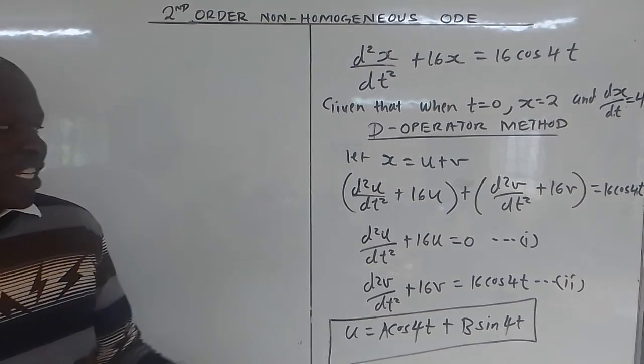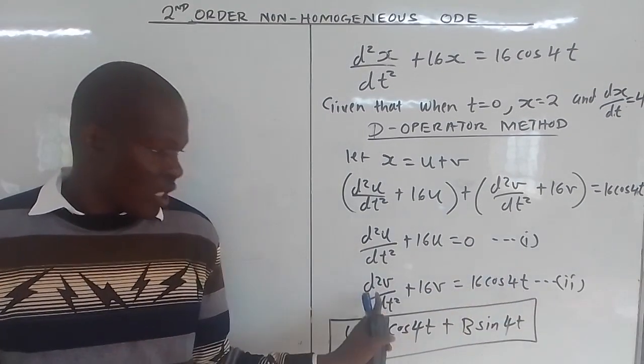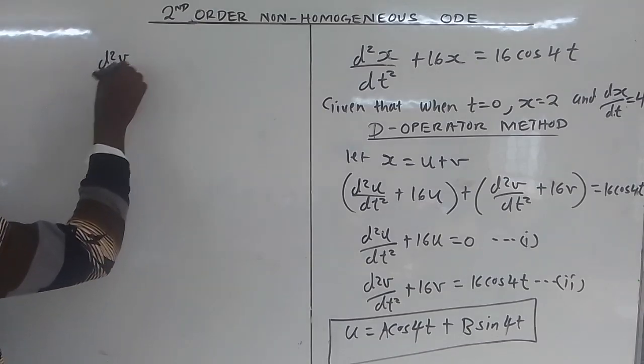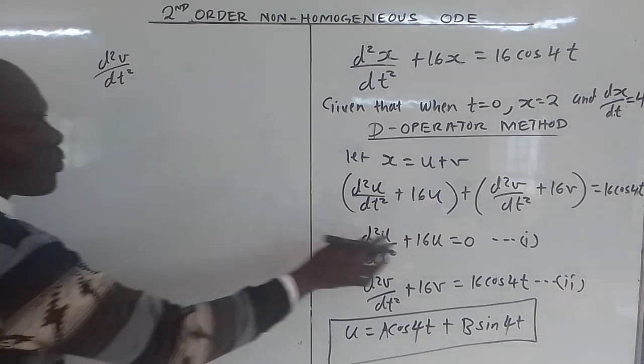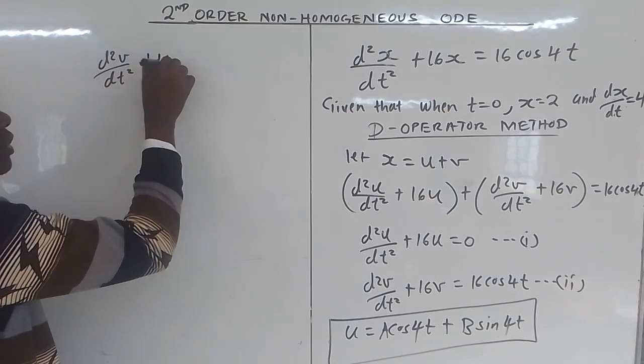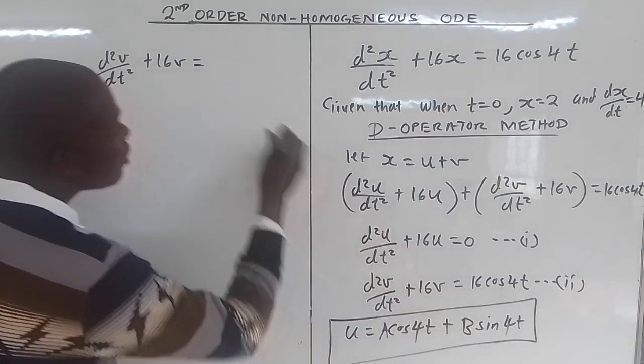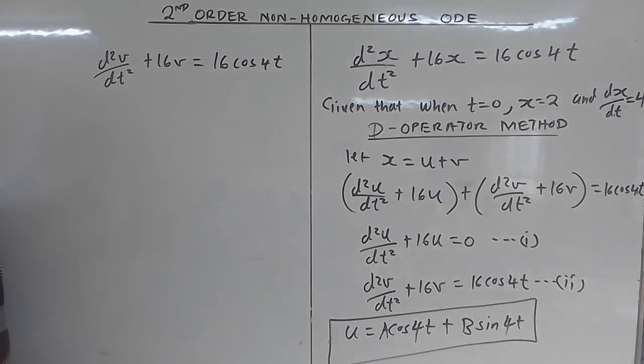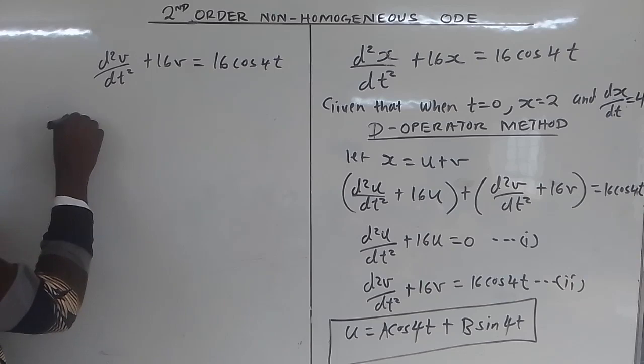Let us go to the particular integral, that is Roman 2, isn't it? d squared v over dt squared plus 16v is equal to 16 cos 4t. Then you come and check, isn't it? So you see, what is your choice of v?